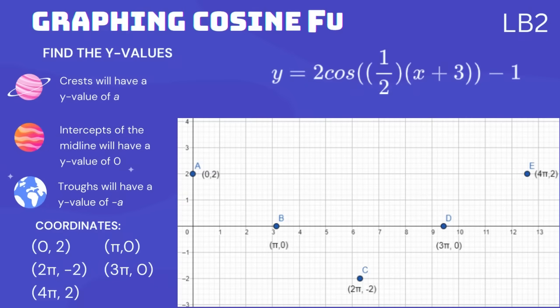The next step is to find the y values of these points using the amplitude. Using the x-axis as the midline of the graph, the crests will have the y value of a, or in our case, 2. The intercepts of the midline or the x-intercepts will have a y value of 0, and the troughs will have a y value of -a or -2. To simplify, we have the points (0, 2), (pi, 0), (2 pi, -2), (3 pi, 0), and (4 pi, 2). Here's what it looks like on a graph.